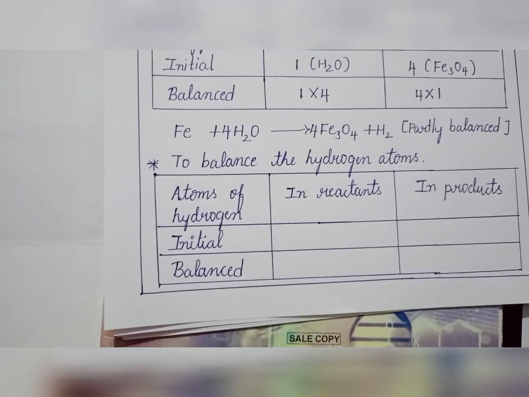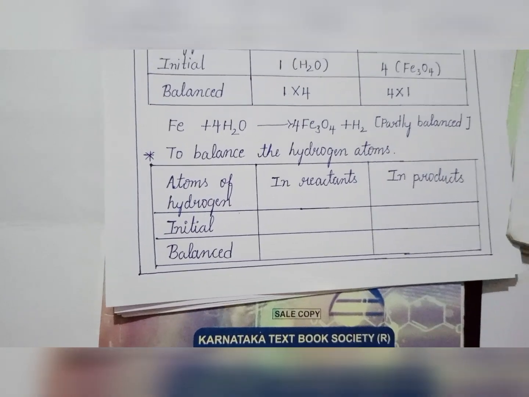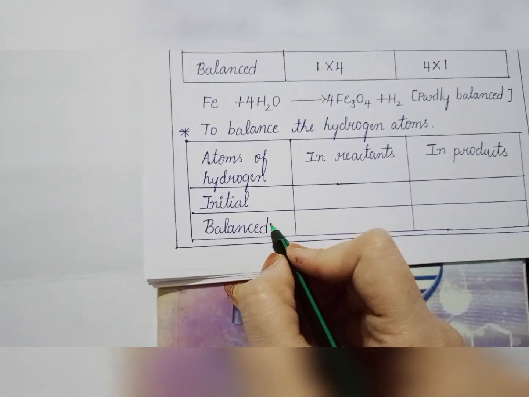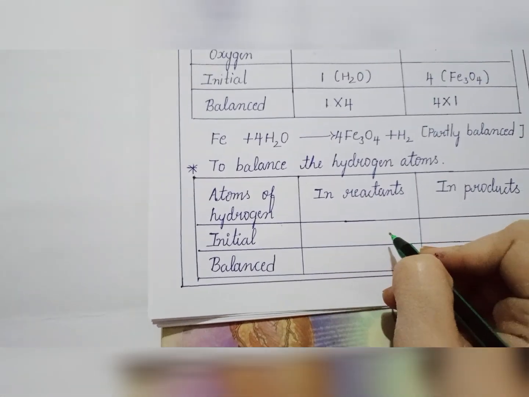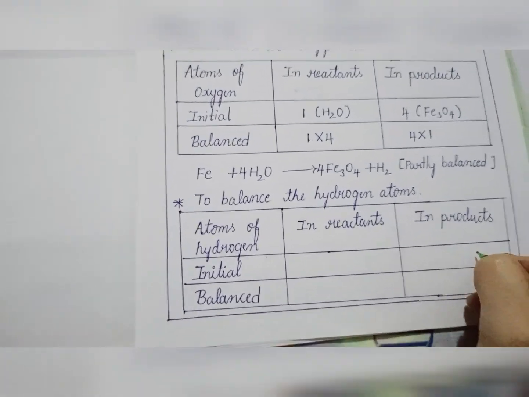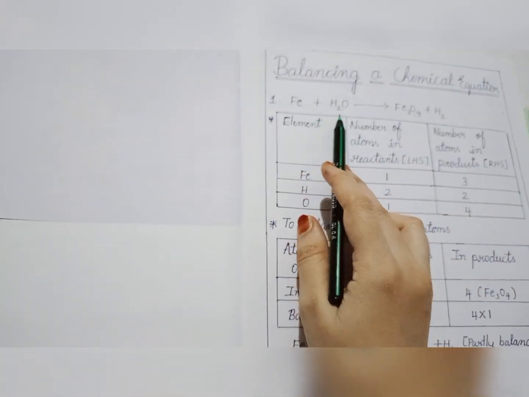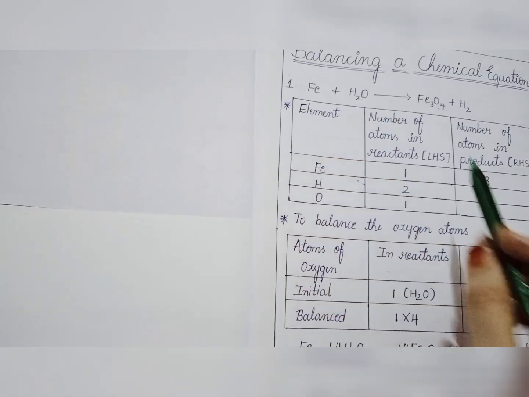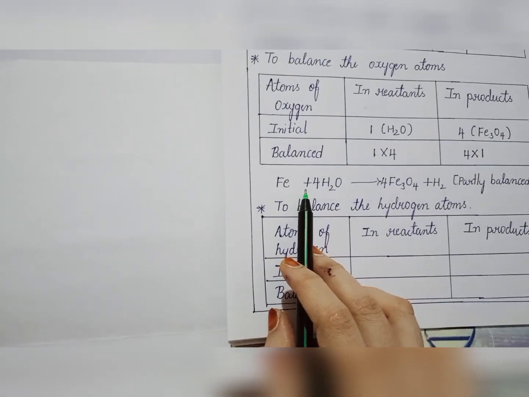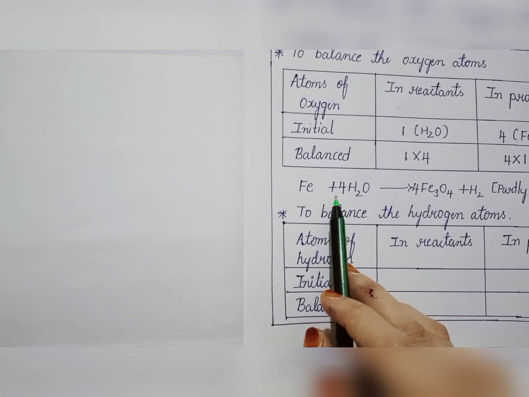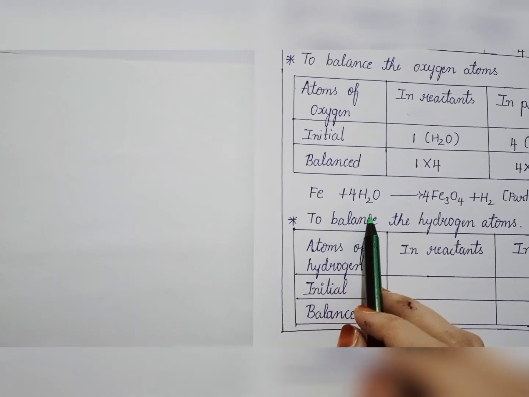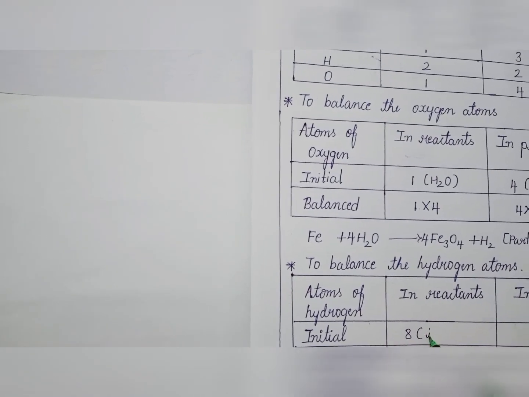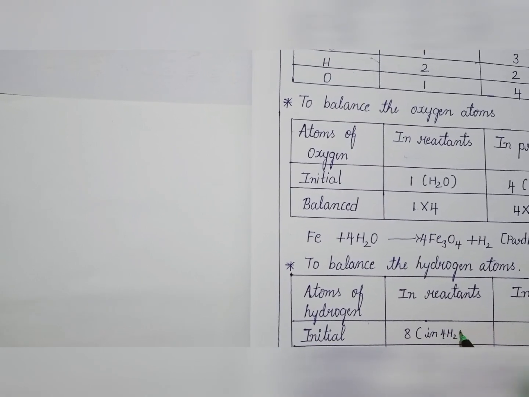Okay, then next we have to balance the hydrogen atoms. For that we have to write down the initial number of hydrogen atoms in the reactants and the initial number of hydrogen atoms in the products. So initially in the reactants, how many hydrogen atoms are present? 8 hydrogen atoms are present, 4 into 2 is 8. So I am writing 8 here, in 4H2O.